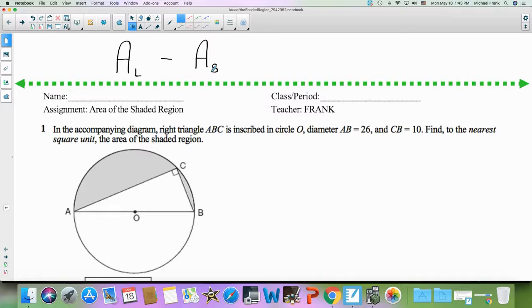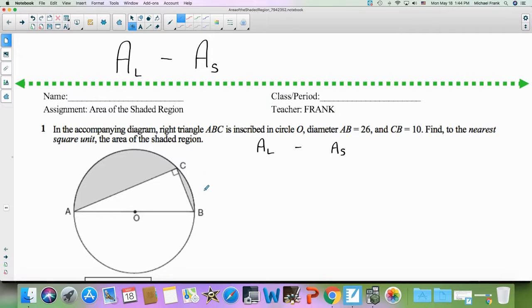In the companion diagram, right triangle ABC is inscribed in circle O. Diameter AB is equal to 26, CB is equal to 10. Find, to the nearest square unit, the area of the shaded region. So I use this general formula to help me simplify this problem. I'm going to take the area of the larger thing, which gives me the area of everything there. Then I'm going to subtract the area of the part of that bigger thing that I don't want, which will leave me with the area of the shaded region.